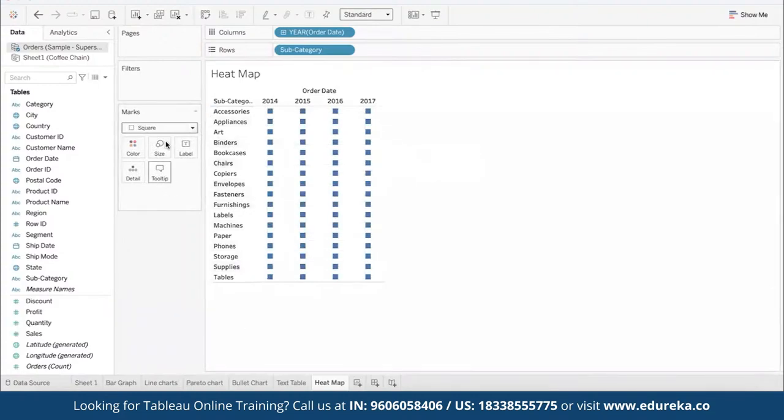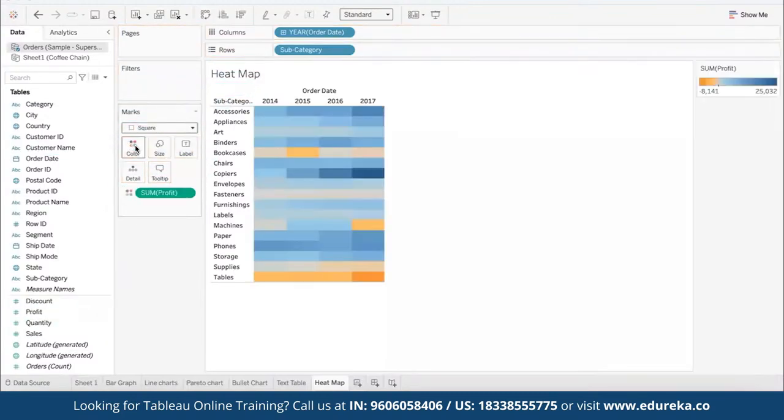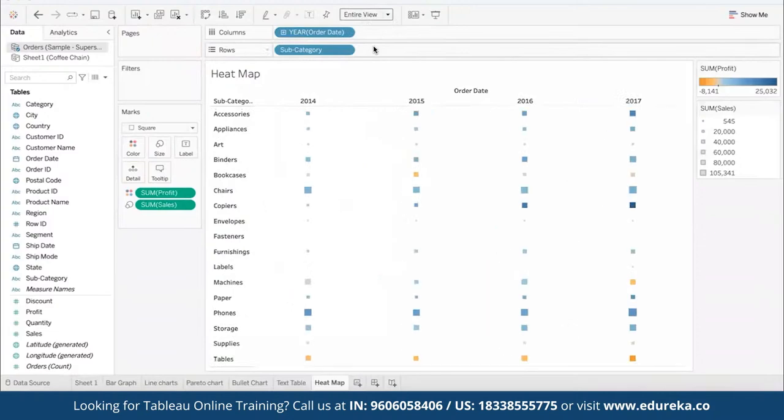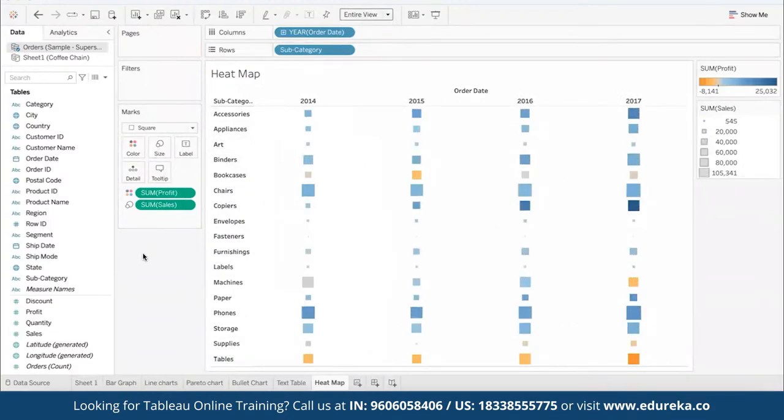So look at this. We are indicating each and every data point with a square. So this is accessories 2014, 15, 16, 17. This is labels 2014, 15, 16, 17, right? Now I'll take profit into the color shelf, okay? And I'll take sales into the size shelf. Now look at this graph. We are indicating two measures here. Rather than showing the numbers, we are indicating everything simply with the square.